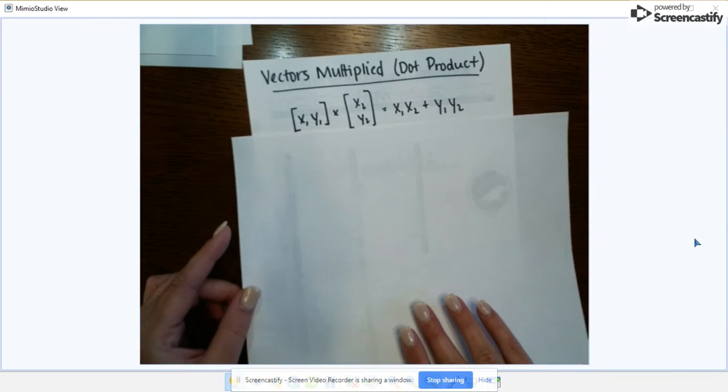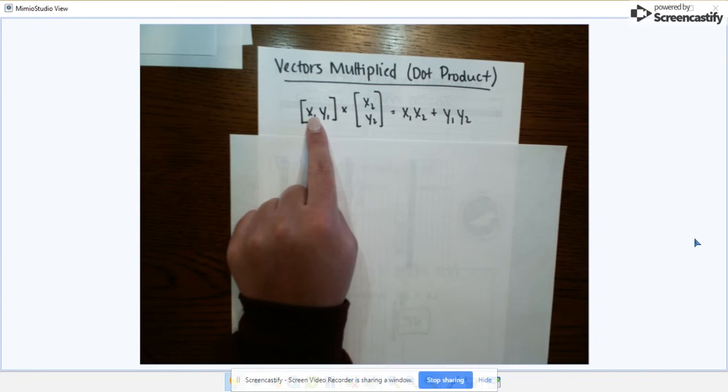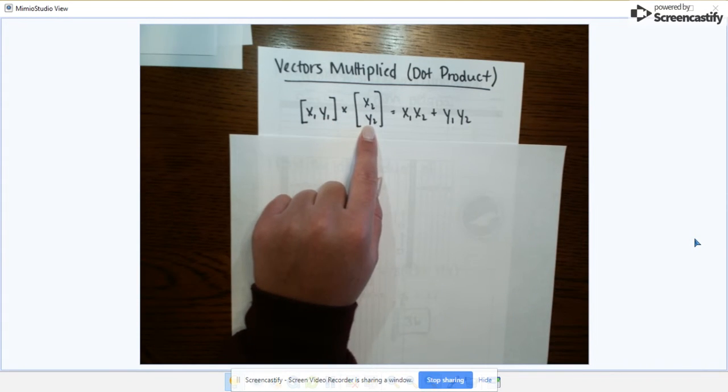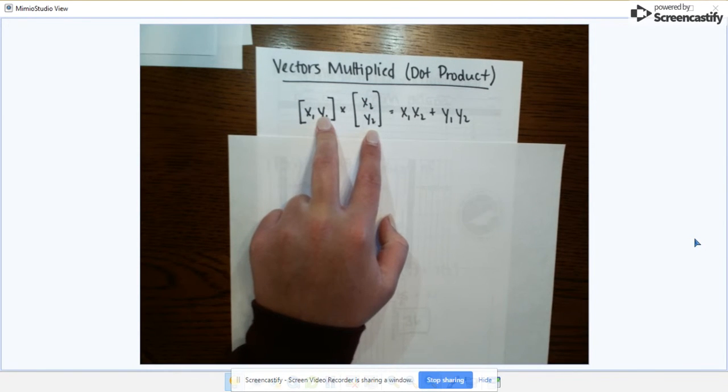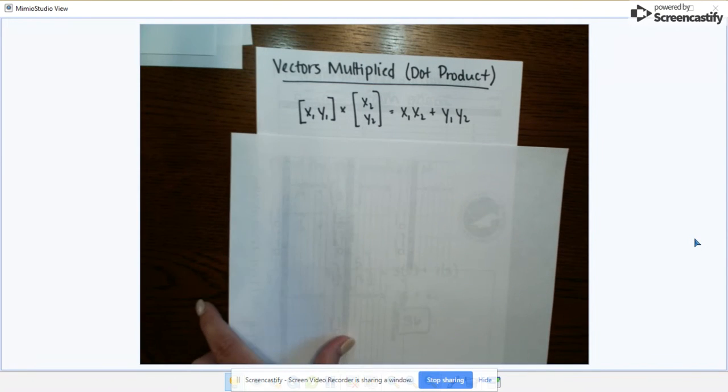When we multiply vectors, we call it the dot product. So we're going to take our first vector and make it a horizontal matrix, as opposed to a vertical one. So we take our first vector times our second vector. What we do is just multiply your x's and then add the product of your y's. So x1 times x2 plus y1 times y2.